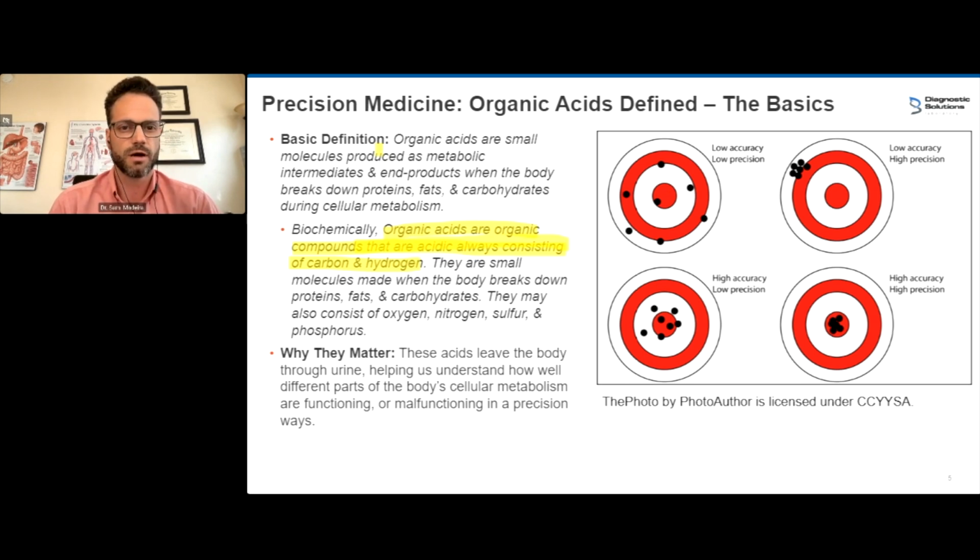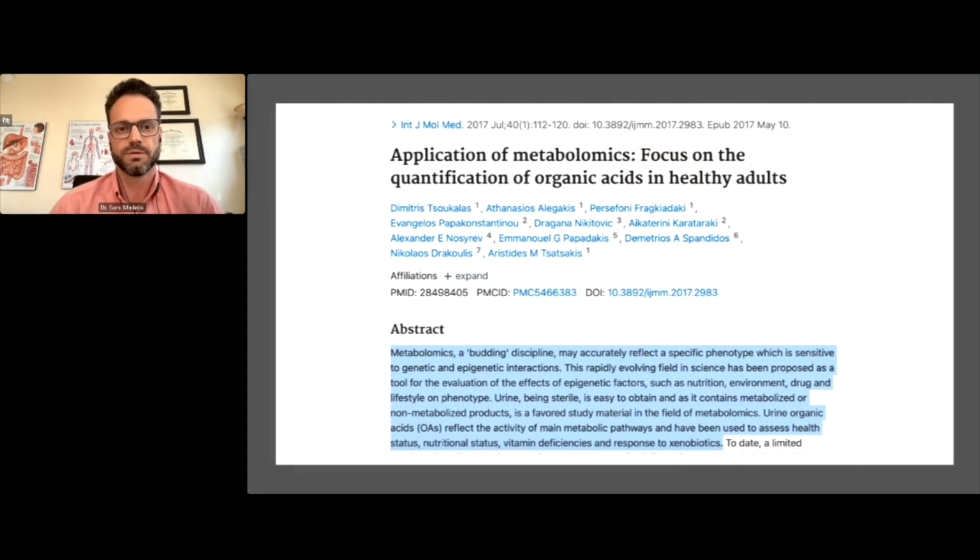And what are organic acids? Organic acids are organic compounds, biochemically, that are acidic and always consist of carbon and hydrogen. And then they can consist of other things in addition: oxygen, nitrogen, sulfur, and phosphorus. And they're really helpful for us because they can help us look at cellular metabolism on a biochemical level, on a very minutiae, detailed level, and combined with some key other tests, which I will mention throughout this, can really tell us what's malfunctioning and needs support here.